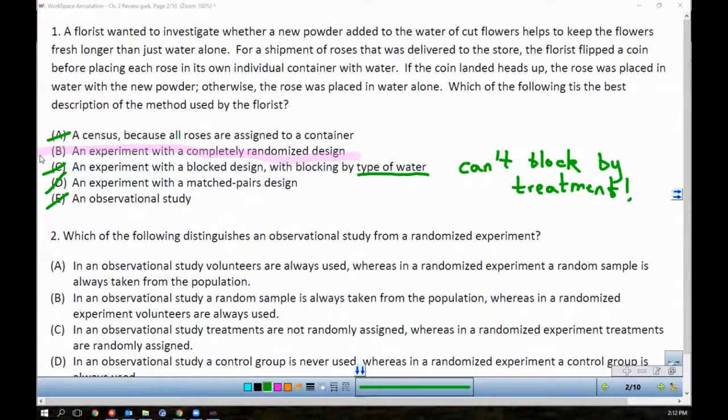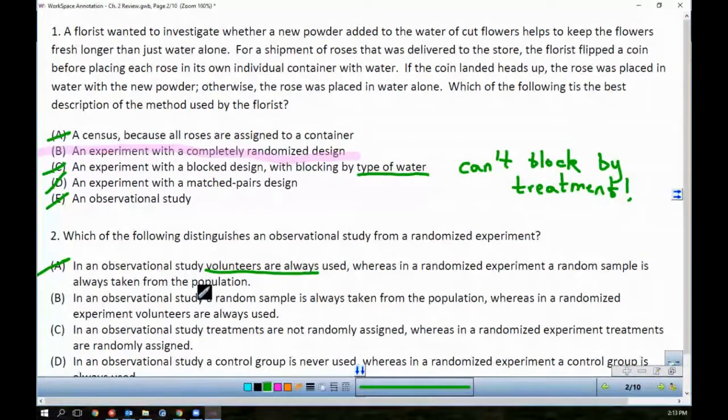So A, in an observational study, volunteers are always used, whereas in a randomized experiment, a random sample is always taken from the population. What do y'all think on A? No. Why do you say no to A? Volunteers aren't always used. So this piece right here is going to throw A out.